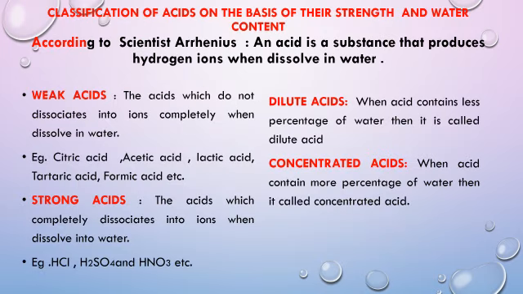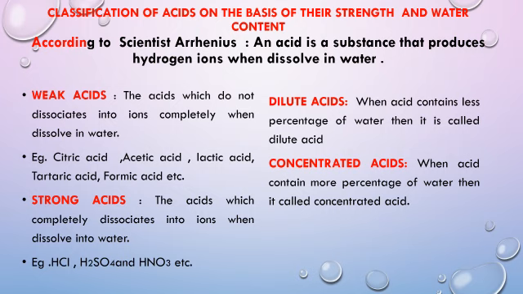Let us discuss the classification of acids on the basis of their strength and water content. First of all, we will learn the definition of acid which was given by a scientist, Arrhenius. An acid is a substance that produces hydrogen ions when dissolved in water. First of all, we will classify acids on the basis of their strength. On the basis of strength, acids are classified into two types, weak acids and strong acids.